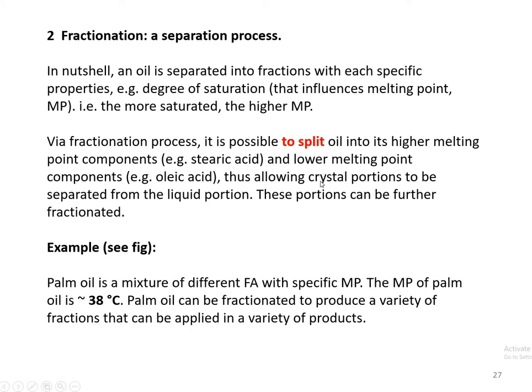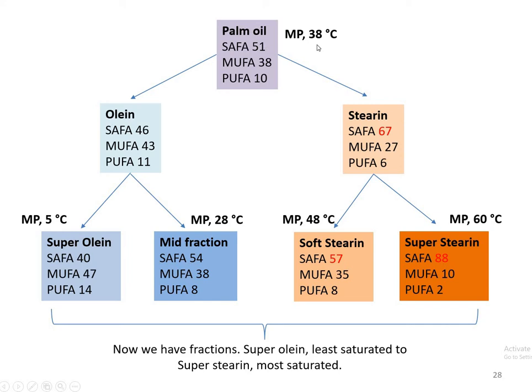You allow the crystal portion to be separated from the liquid portion, and whatever portion you have, you can further fractionate it. We use the example of palm oil, melting point of around 38 degrees C. You can fractionate palm oil to produce a variety of fractions that can be applied in a variety of products. You start from palm oil, melting point 38 degrees C, saturated fatty acid 51, monounsaturated fatty acids 38, and PUFA 10.